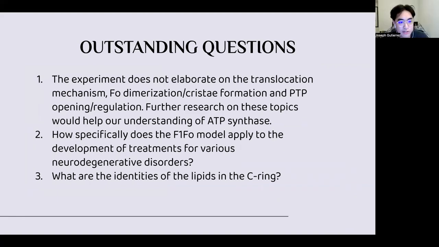Lastly, these were some of our outstanding questions. The experiment didn't elaborate on the translocation mechanism, the F0 dimerization / crystate formation, and PTP opening / regulation. So further research on these topics would help our understanding. Our second question would be, how specifically does the F1 F0 model apply to the development of treatments for various neurodegenerative disorders? And lastly, what are the identities of the lipids in the C ring?